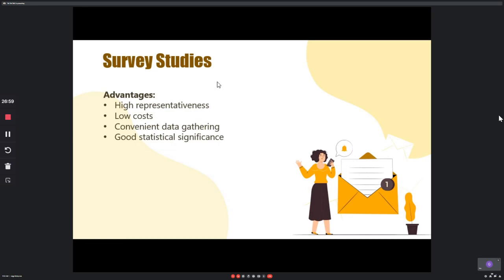And it has lower cost, a larger group, and high representativeness. It means if you have 1,000 second year students from FOCS, you can easily get 800 responses from there. This high responsiveness can increase the representativeness of your data collected. Your data can represent this group of students. Very convenient for you, and you have good statistical significance.